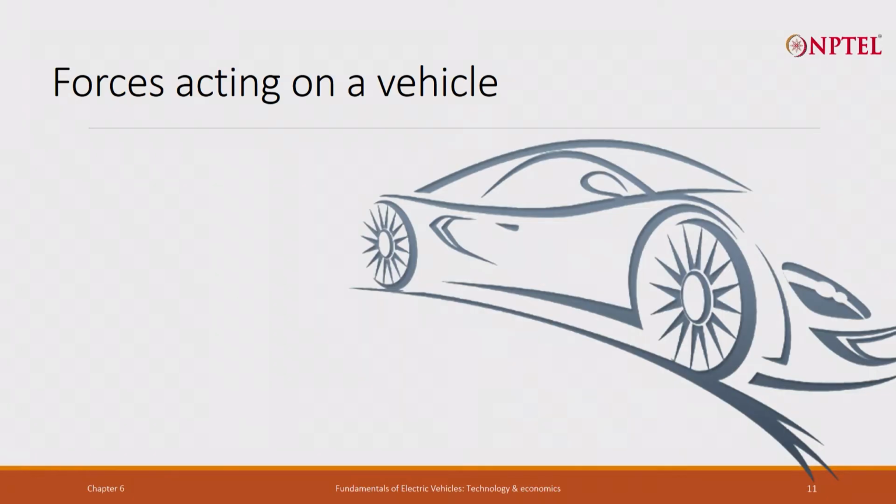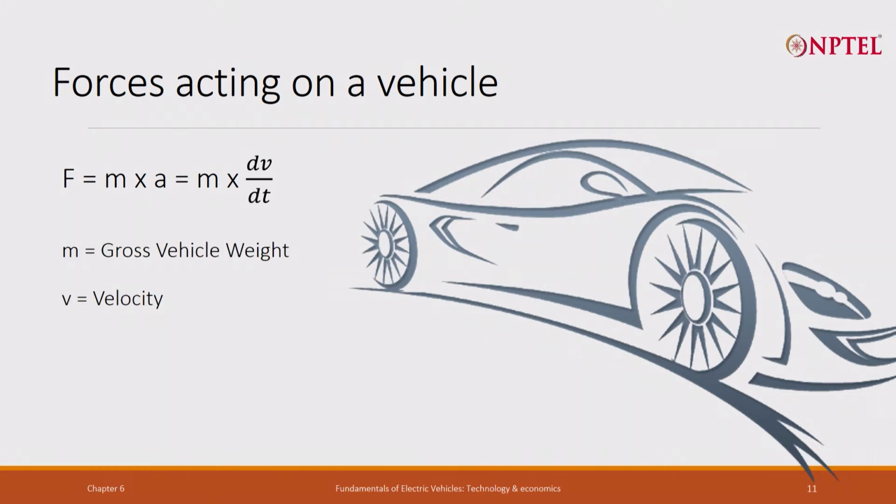Let us look at the forces acting on a vehicle. Again, you will be familiar with most of the things. F is equal to ma, and acceleration, I am just rewriting it as rate of change of velocity, dv by dt, and m here is the gross vehicle weight, v is the velocity of the vehicle, and this F is what is called the acceleration force.